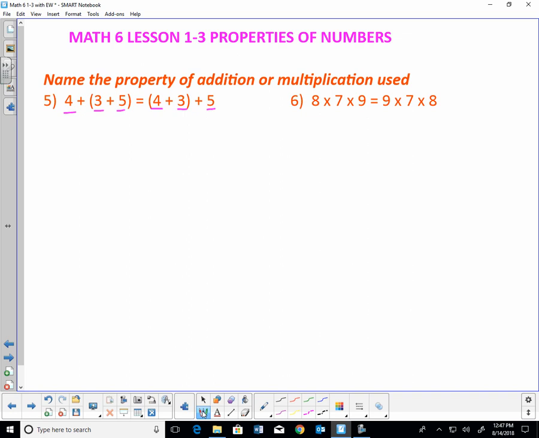I changed from 3 plus 5 to 4 plus 3 in my parentheses, which means my grouping changed. Which property uses grouping? The associative property. So this would be the associative property. And we have to say whether it was addition or multiplication, and since they did all addition here, this is the associative property of addition.